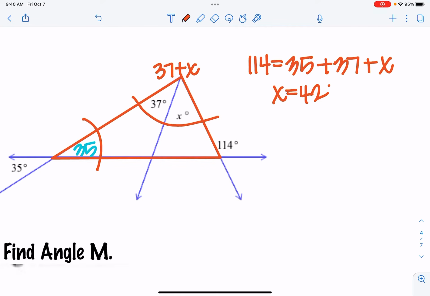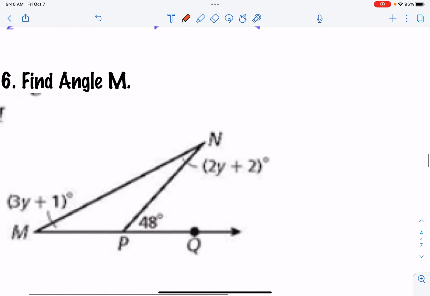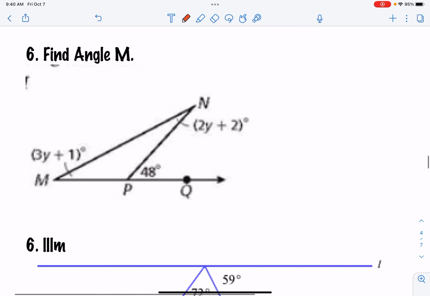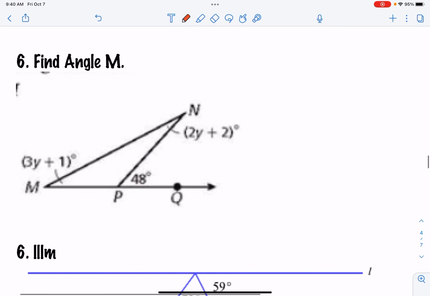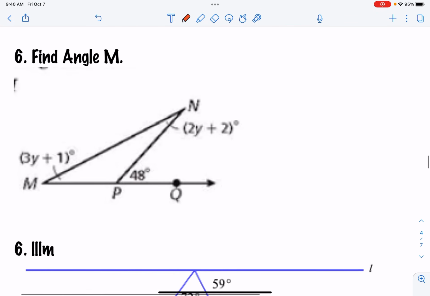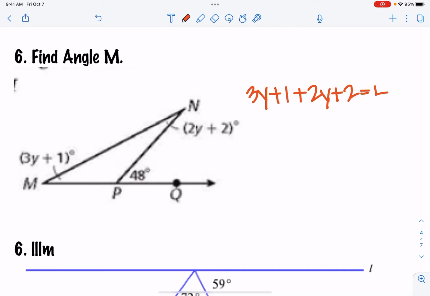All right, let's see if I can throw in a little bit of a harder one for you. So what we have here is obviously now we're going from just numbers to expressions, but the same idea still exists. You have your outside angle 48. You want to add up the remote angles together. So let's add up those remote angles. So 3y plus 1 plus 2y plus 2 equals 48.